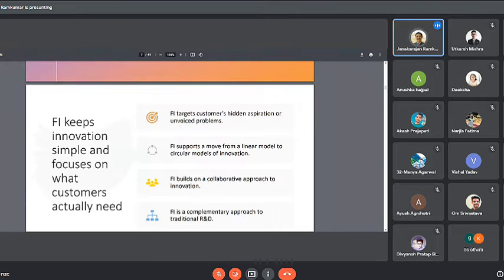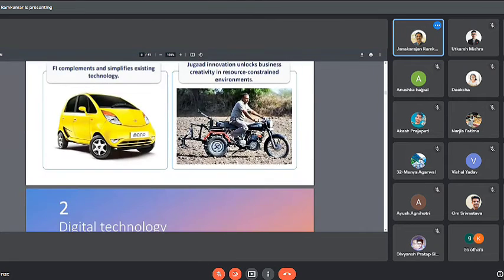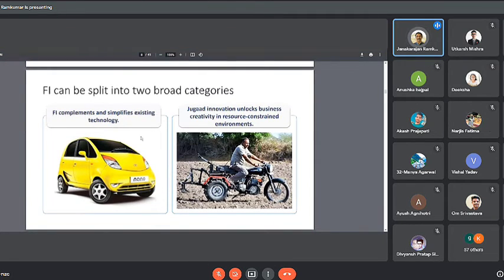Frugal supports a move from linear to circular. So frugal always tries to say it is a closed circular model, so there is always a scope for improvement. I told you frugal is always complementary to R&D. So this is a frugal solution. Nano is a frugal solution.